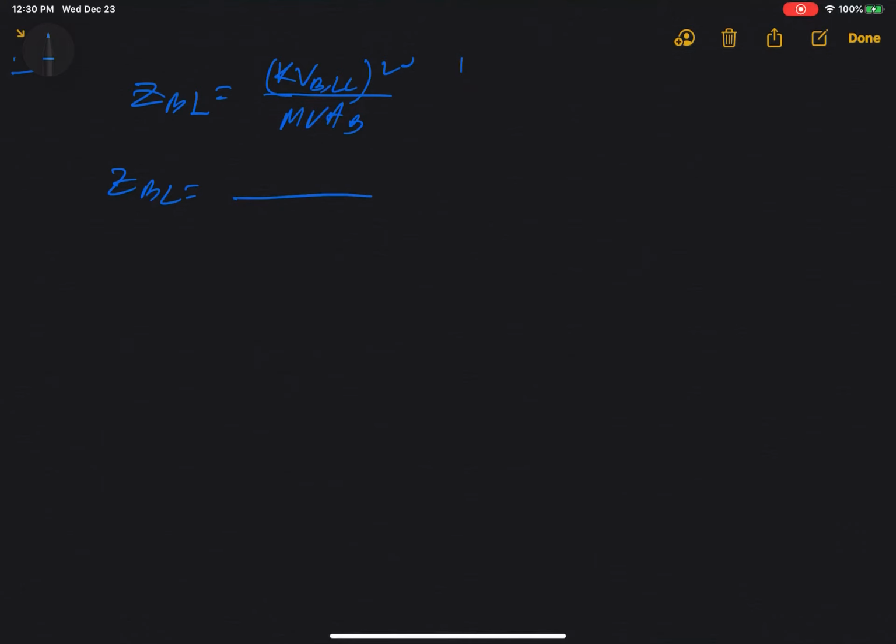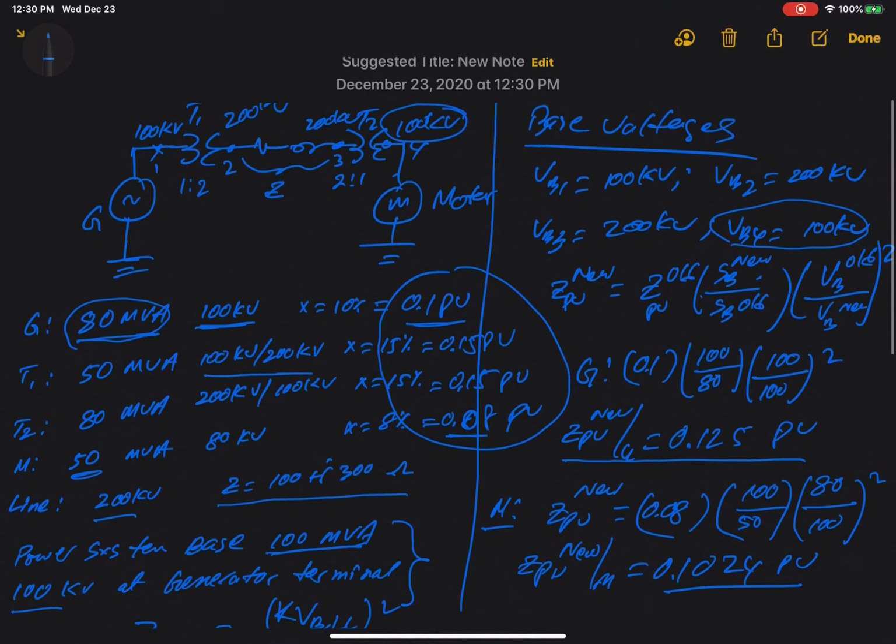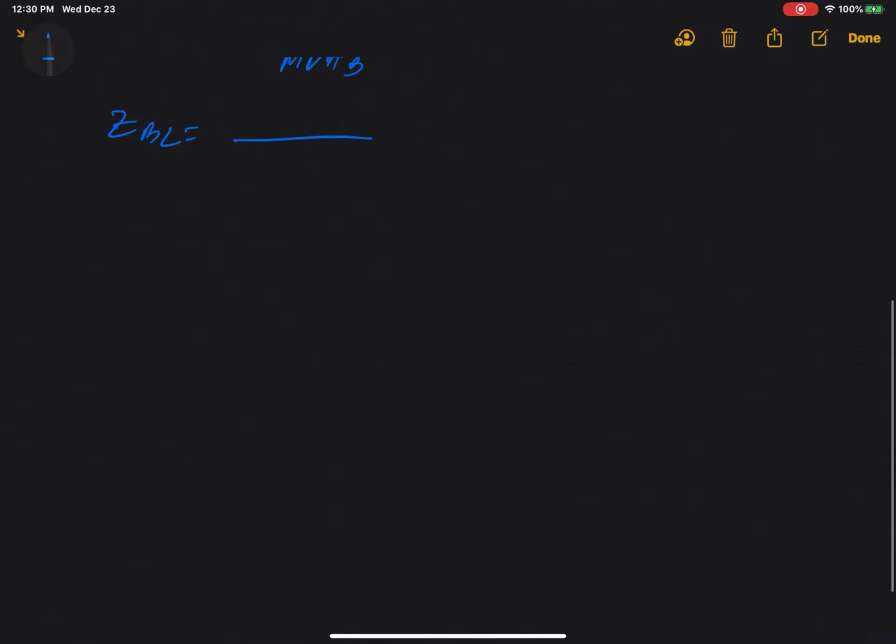This line voltage, if you look at the diagram over here, is 200. So I'm going to put 200 here, squared, kilovolts squared, over base MVA, which is 100. If I do the math, 200 squared over 100, I get 400. So 400 ohms is my base impedance for the line.